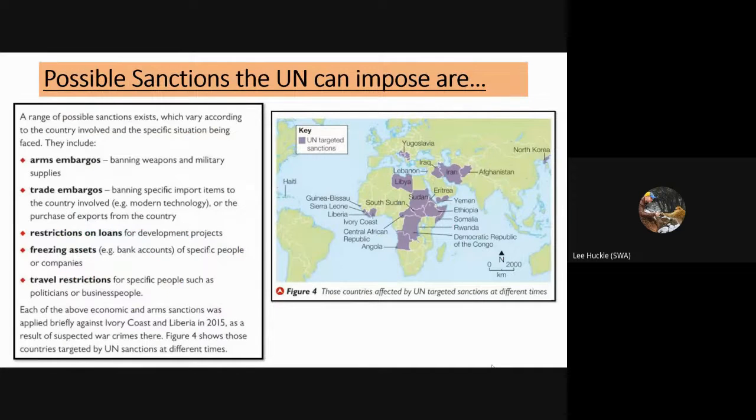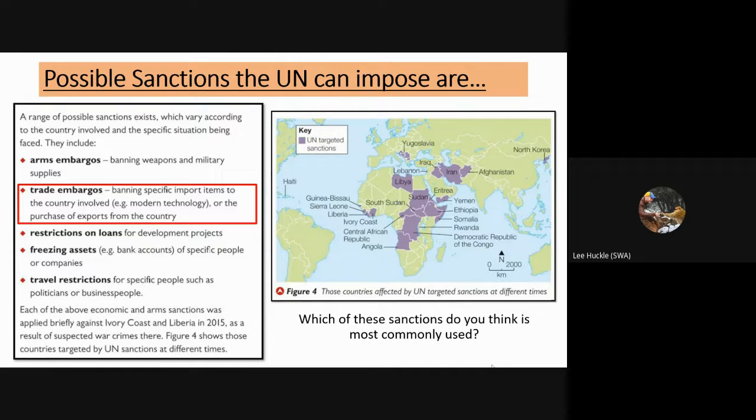And then we delved into the possible sanctions that the UN can impose. They usually fall under these 5 different bold terms here. We call them arms embargoes, trade embargoes, restrictions on loans, the freezing of assets, and finally, travel restrictions. So remind yourselves of those different types of sanctions that are used by the United Nations.